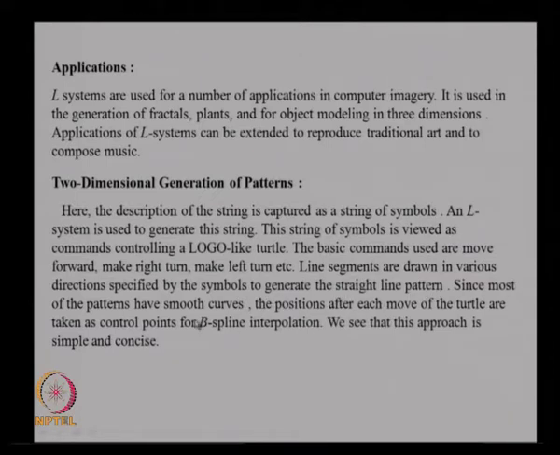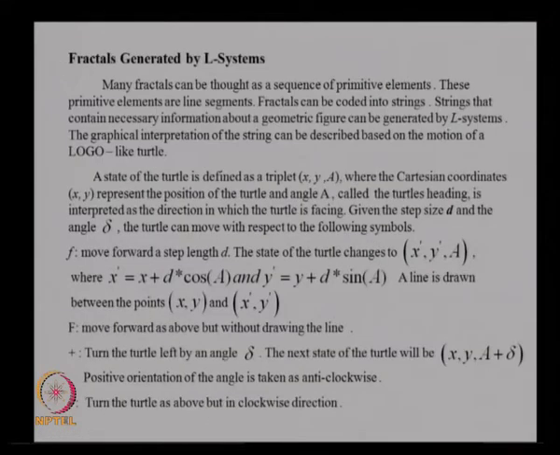Since most of the patterns have smooth curves, the positions after each move of the turtle are taken as the control points for B-spline approximation or B-spline interpolation. That is, the position after each move of the turtle is taken as a control point, and B-spline interpolation is used to draw a smooth curve. This approach is very concise. We will see with some examples. You can generate beautiful fractals using this.